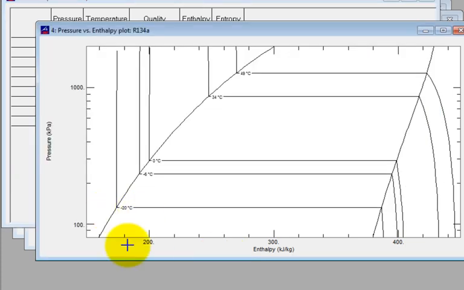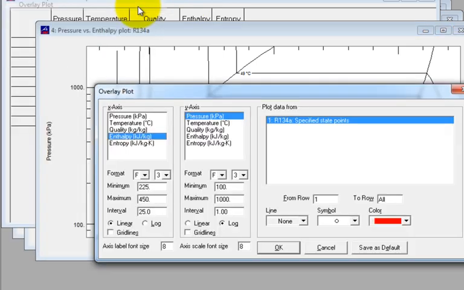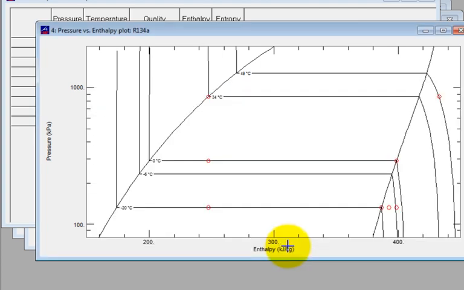You could do the same thing. You can overlay the plot. When you do the overlay of the plot, here's my points. No line. Put a symbol. Make it red so I can see it. Hit OK. And here is the state coming out of the condenser. What is that state? 3. Isenthalpic, 3 to 4, and then 4 to 7. This is state 8 out of the evaporator, the lowest temperature one. State 5 out of the evaporator.